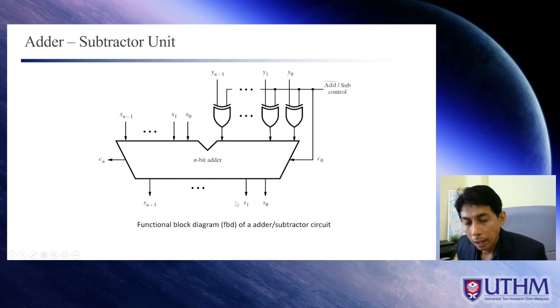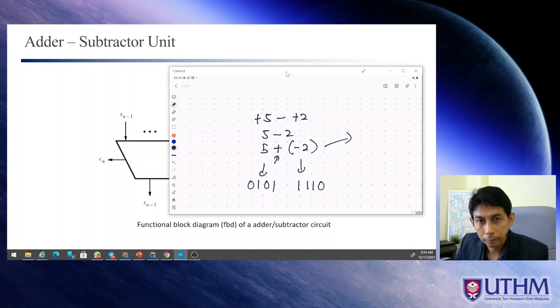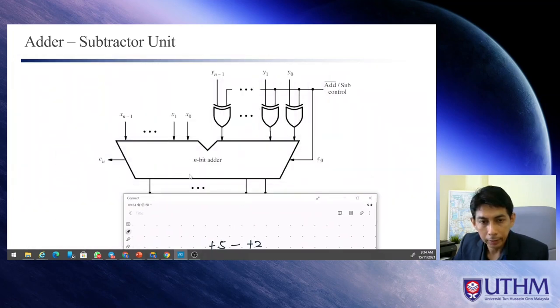Now, how to implement in hardware, right? So this is how we implement this adder subtractor in hardware. Okay. So if you look at the adder, this is the n-bit adder. So in our case, in the previous example, we have a 4-bit adder. So for example, this is a 4-bit adder. So this will be x3 to x0. So this is y3 to y0.